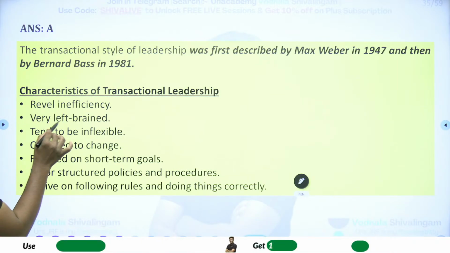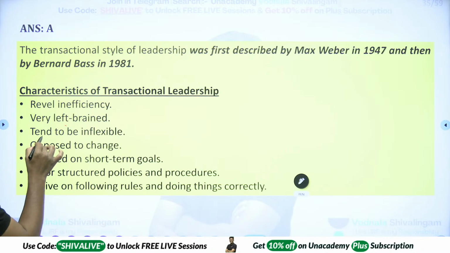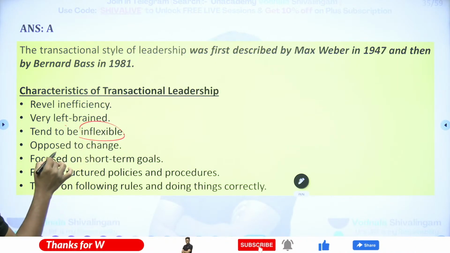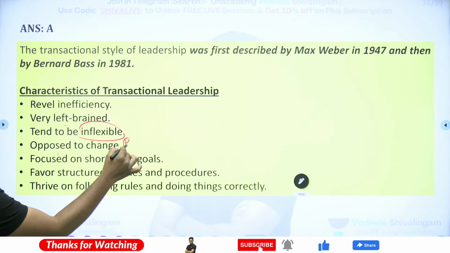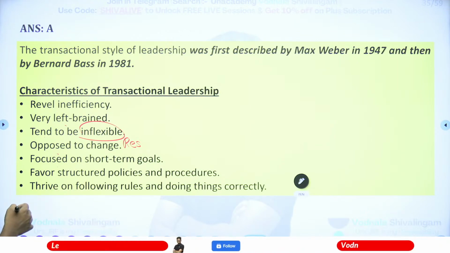It revealed the inefficiency, very left-brained, meaning only one-sided thinking is possible, tends to be inflexible in nature, opposed to change, resistance to change will be there. They don't want to change. Focus on short-term goals, favor structured policies, thrive on following the rules and regulations.